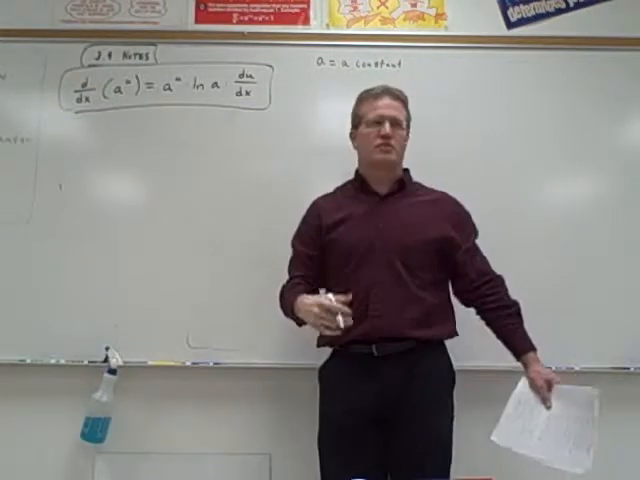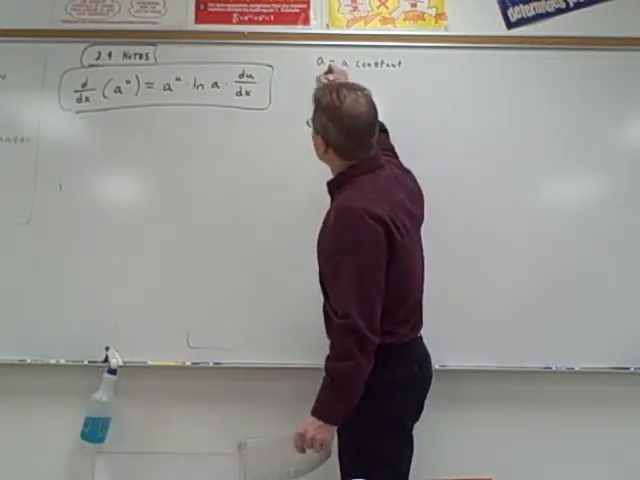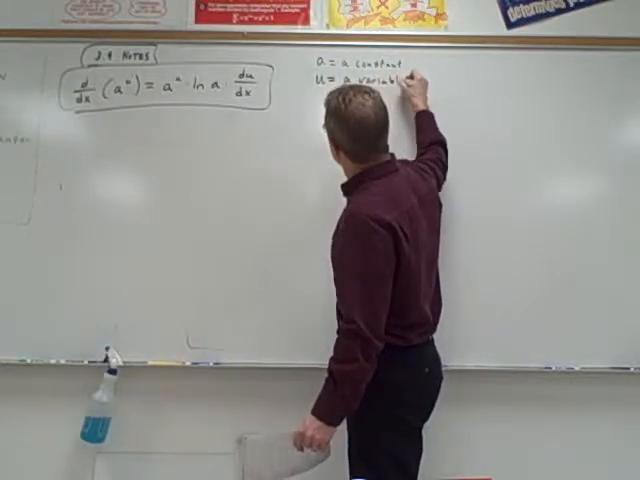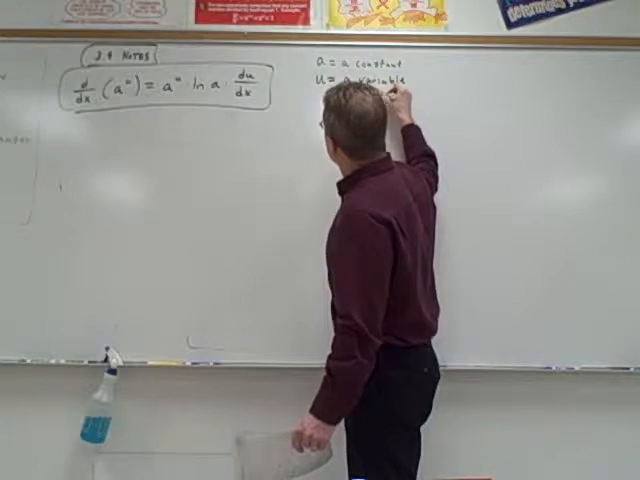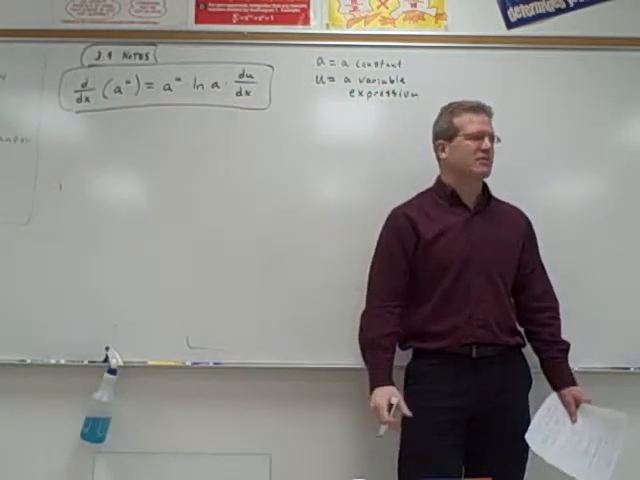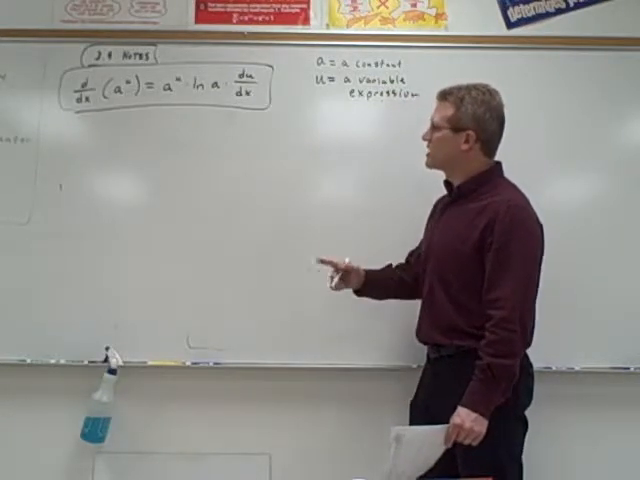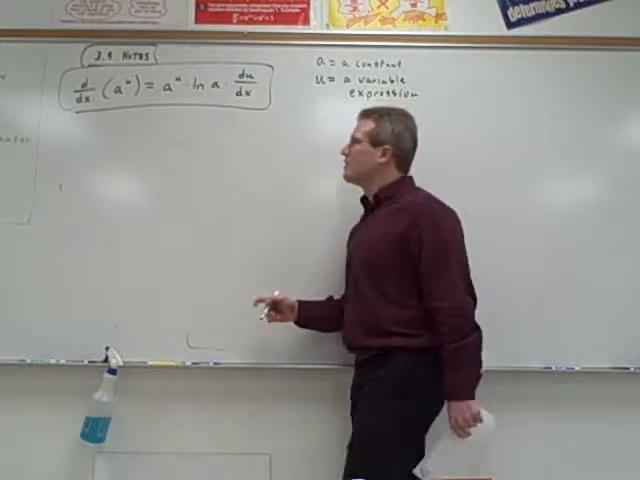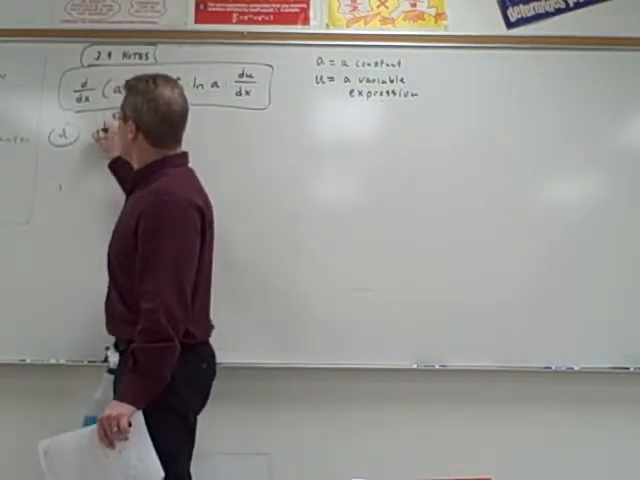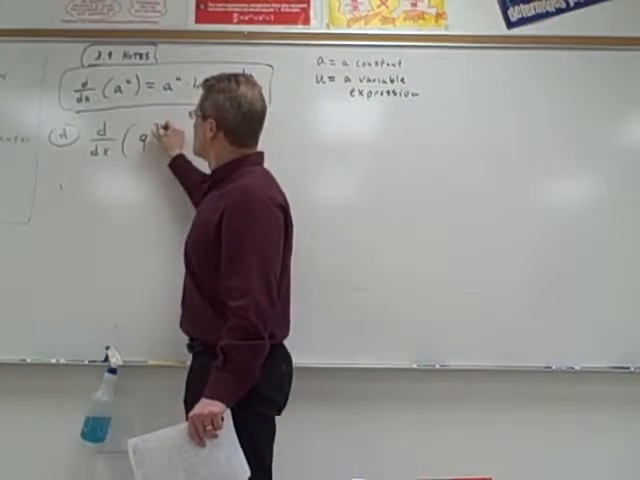So a might be 8 or 7 or -3 or e or pi. It's going to be a constant. Okay? U equals a variable expression, like 3x, or the square root of x, or tangent of x. It's going to have some type of variable expression in terms of x. So a is a constant, u is a variable expression. So for example, let's say that you want to do the derivative of 9 to the 3x power.